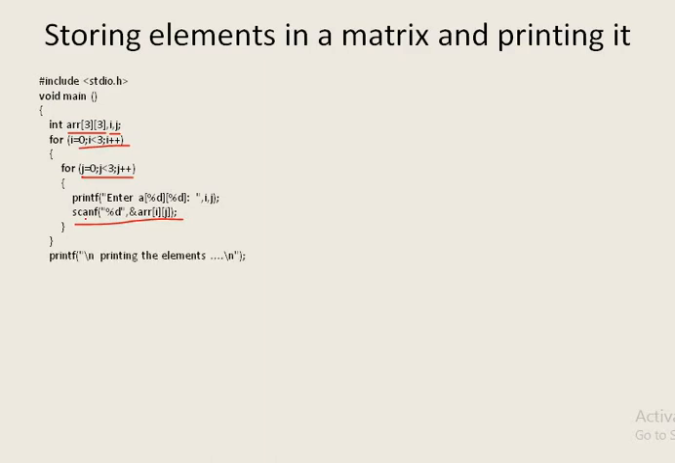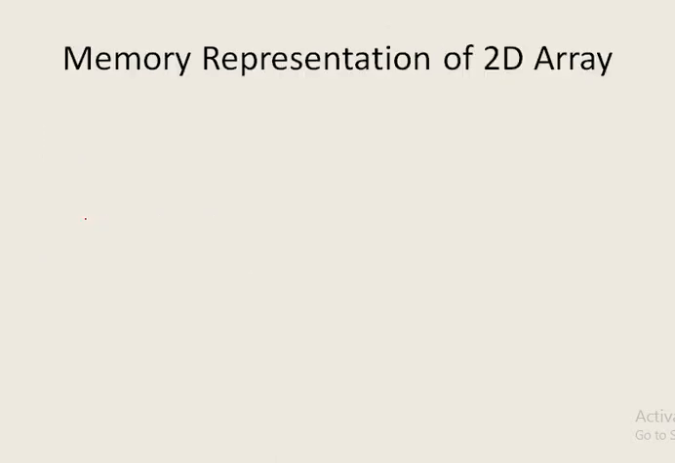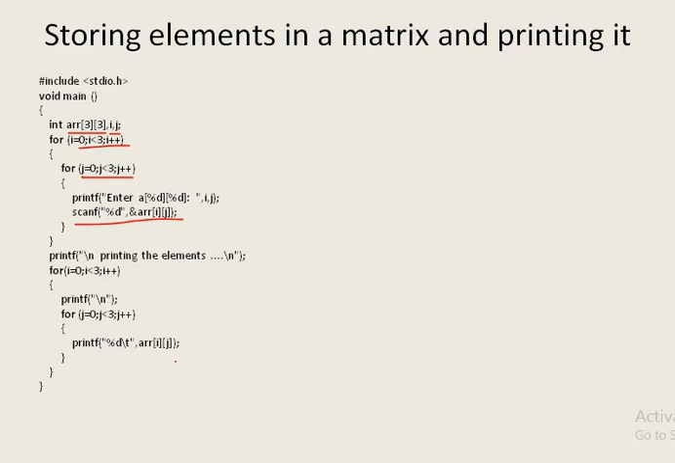Now, we have to print the different values in this array. For printing also, you have to use 2 different for loops and access all the elements in the array by using ARR at i and j. So, during the execution of this program, you will be accessing all the elements in the array and displaying them.